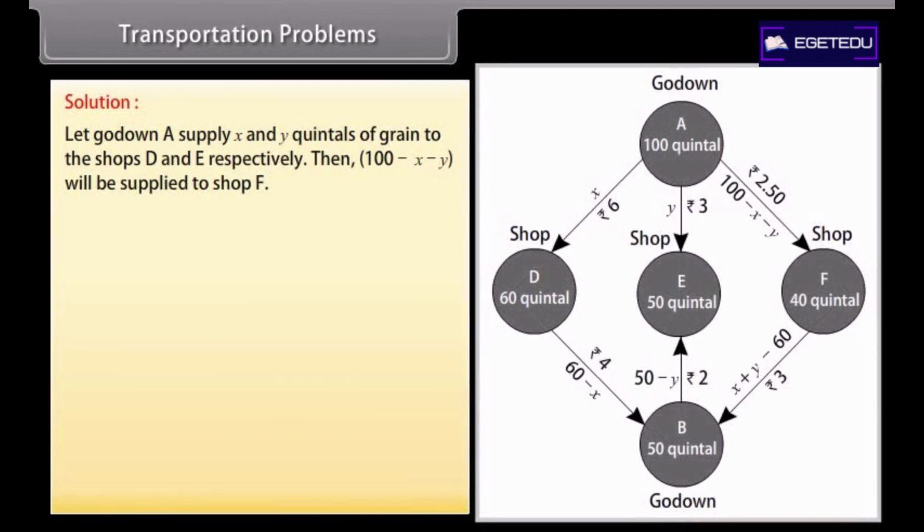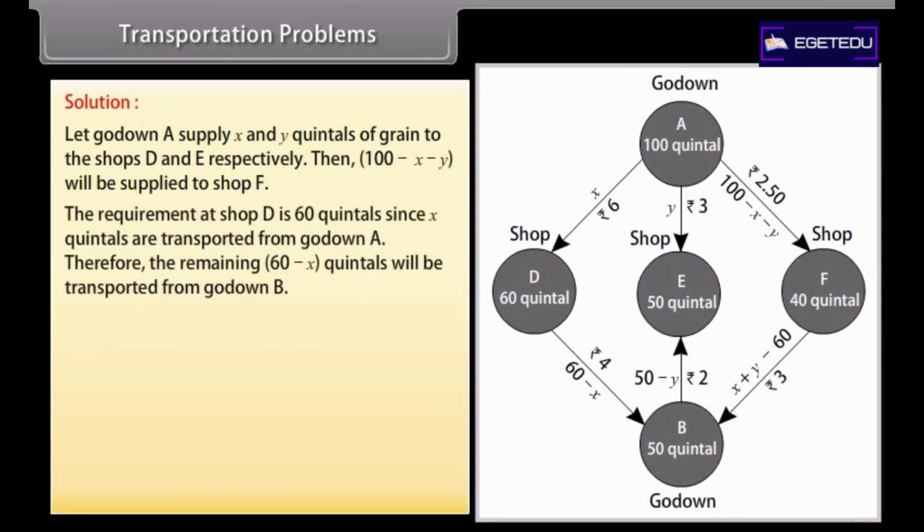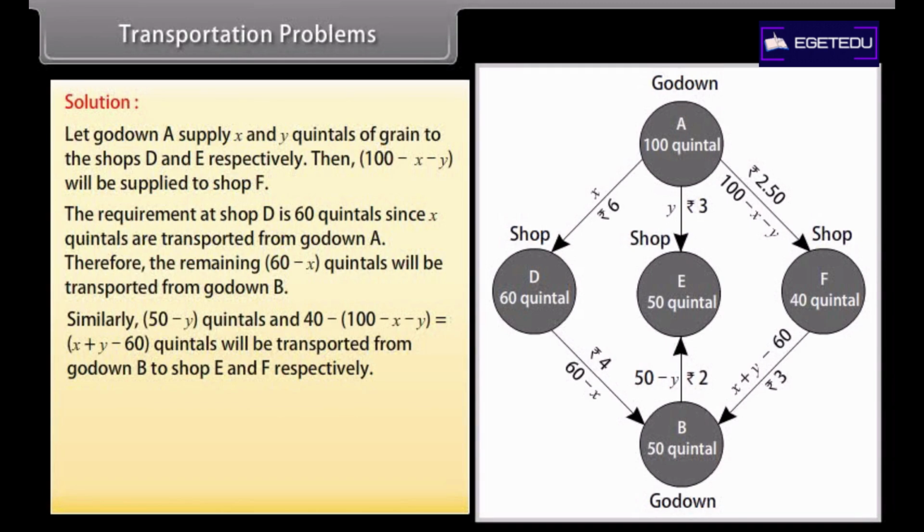Solution. Let godown A supply x and y quintals of grain to the shops D and E respectively. Then 100 minus x minus y will be supplied to shop F. The requirement at shop D is 60 quintals. Since x quintals are transported from godown A, the remaining 60 minus x quintals will be transported from godown B. Similarly, 50 minus y and 40 minus (100 minus x minus y) equals x plus y minus 60 quintals will be transported from godown B to shops E and F respectively.